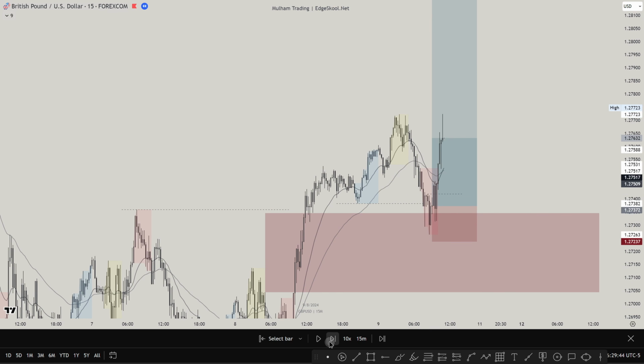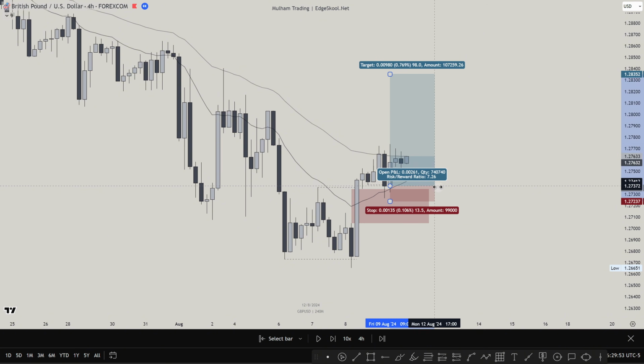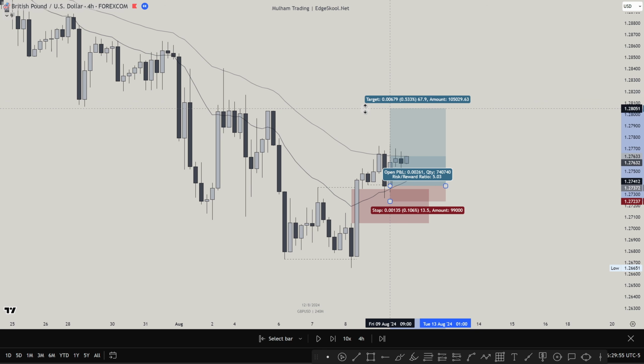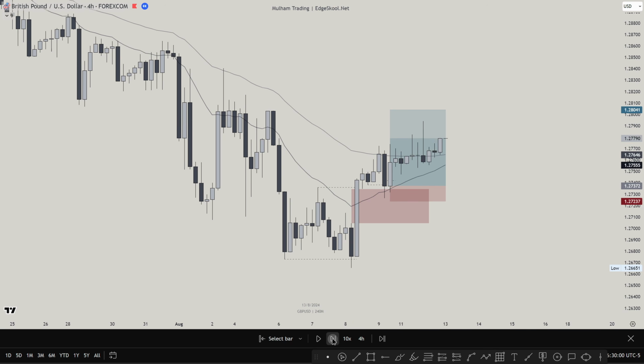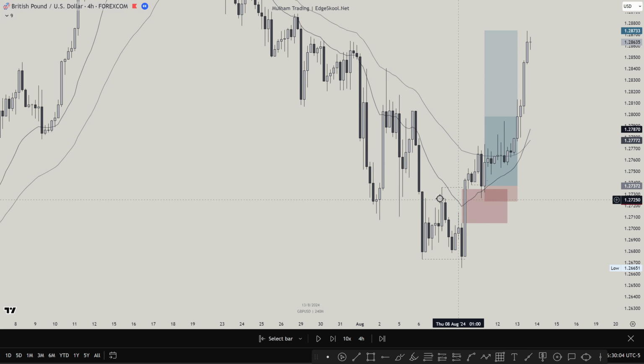Let's see what happened. Actually, we can switch to the 4-hour. Okay, so this is how it looks on the 4-hour. Actually, I'm going to have maybe a take profit here. Yeah, I think here is enough. Price goes up and then takes the level, and it actually continues higher. So this is the pattern we're talking about.